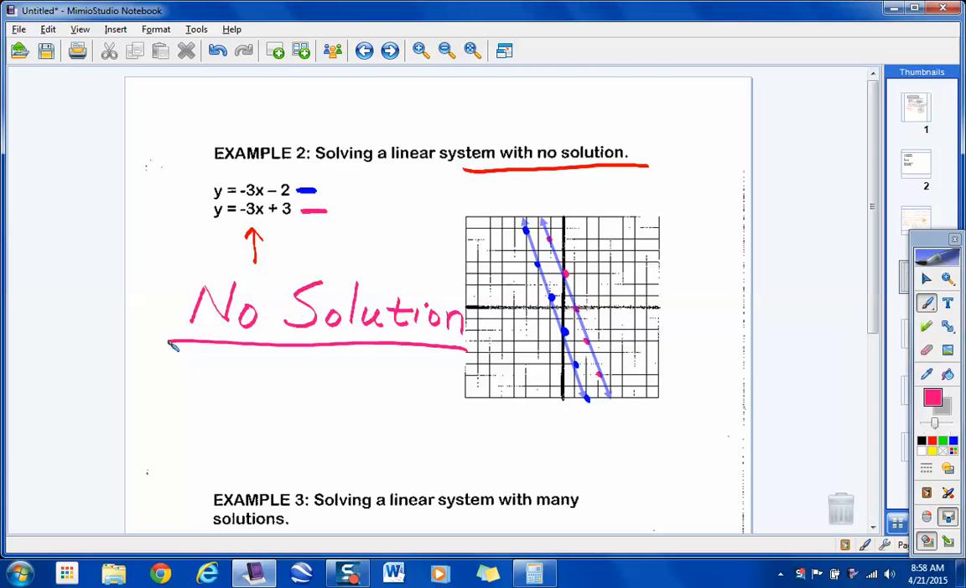If you have lines that are parallel, they're never going to cross. Therefore, do they share a point? No. Okay. All right. So we looked at a case where we had one solution, the point where they cross, and we were able to identify that. We looked at something that has no solution because the lines were parallel.